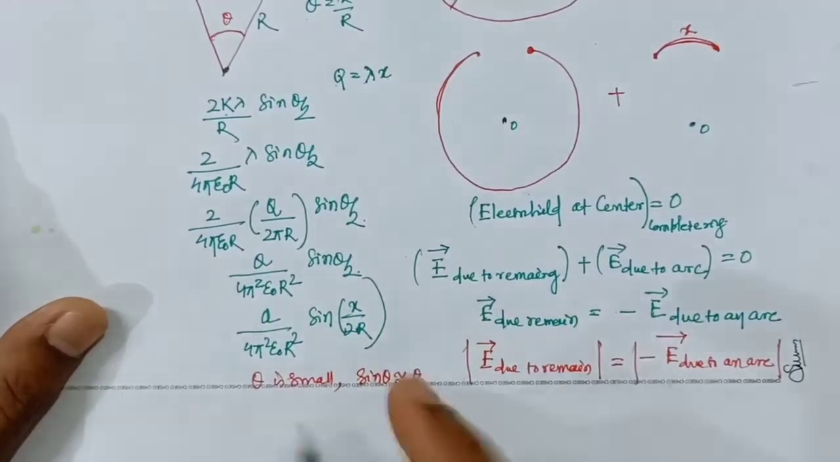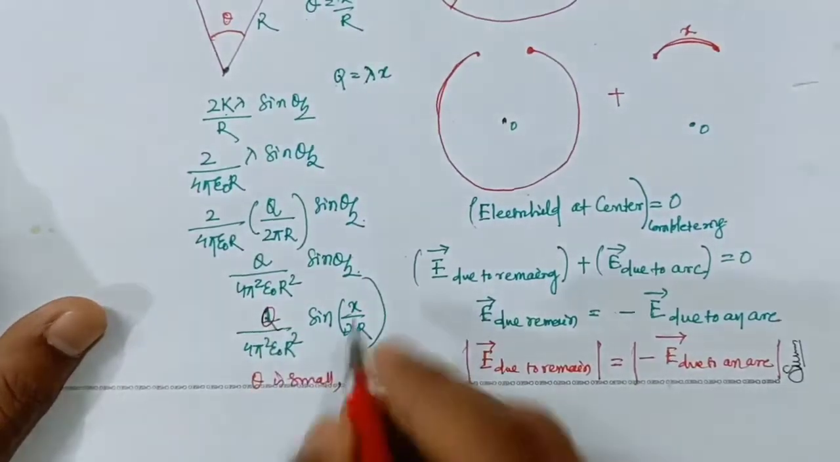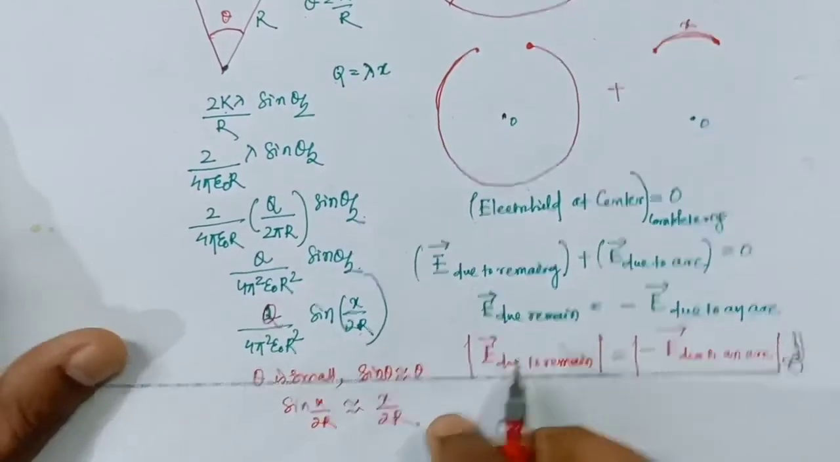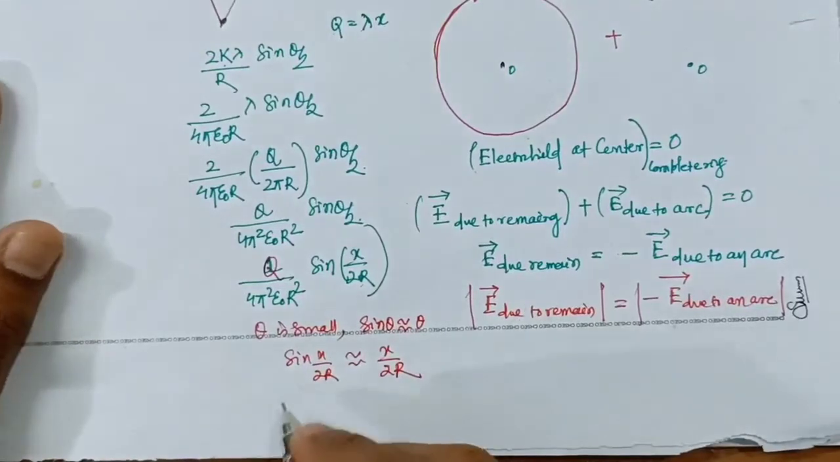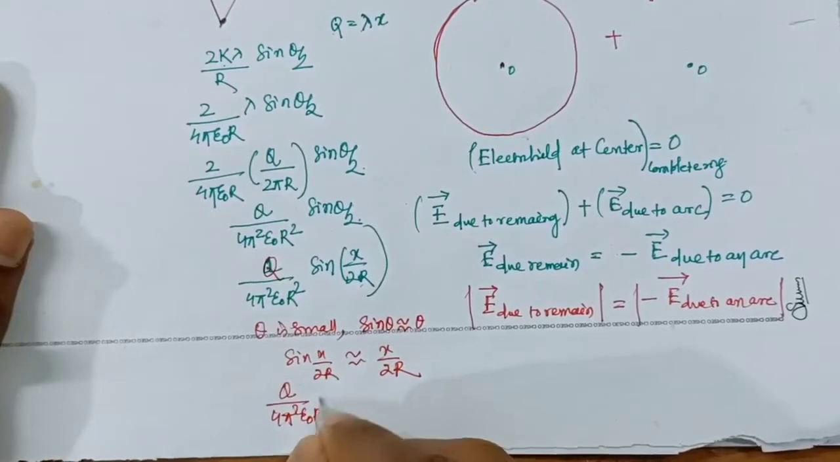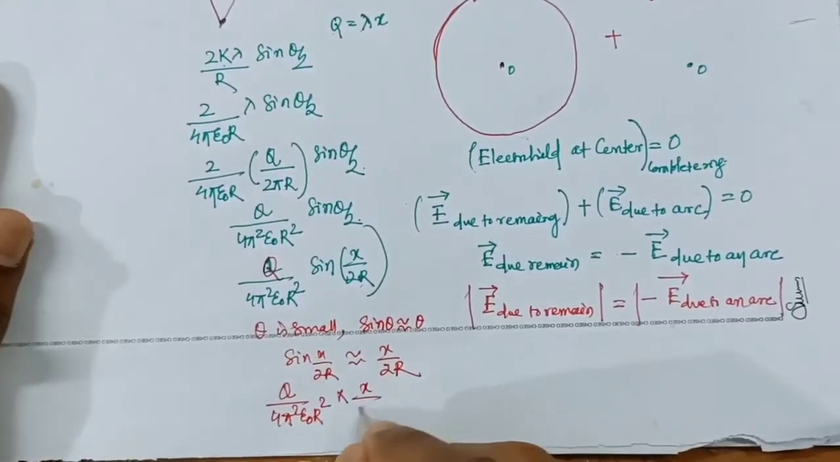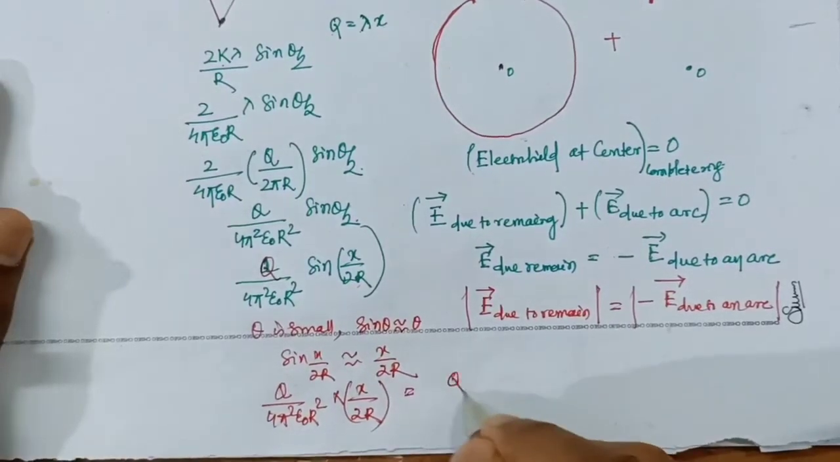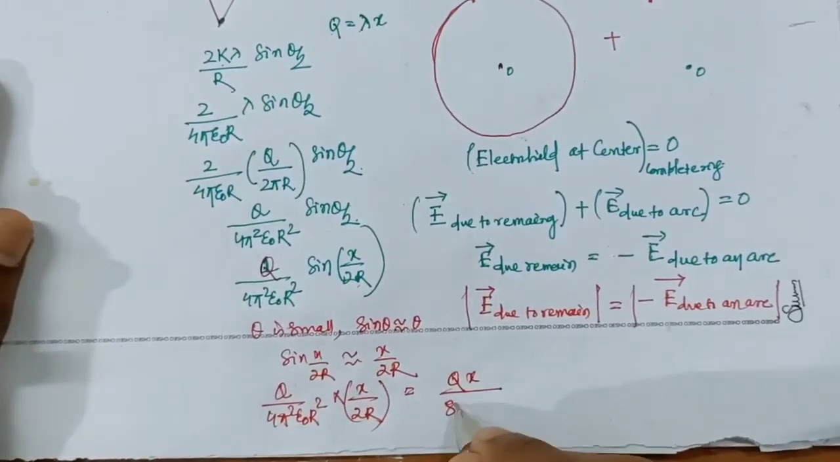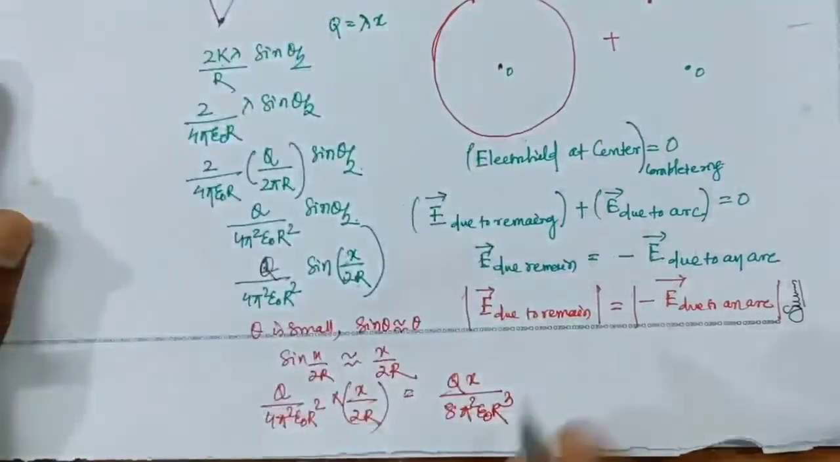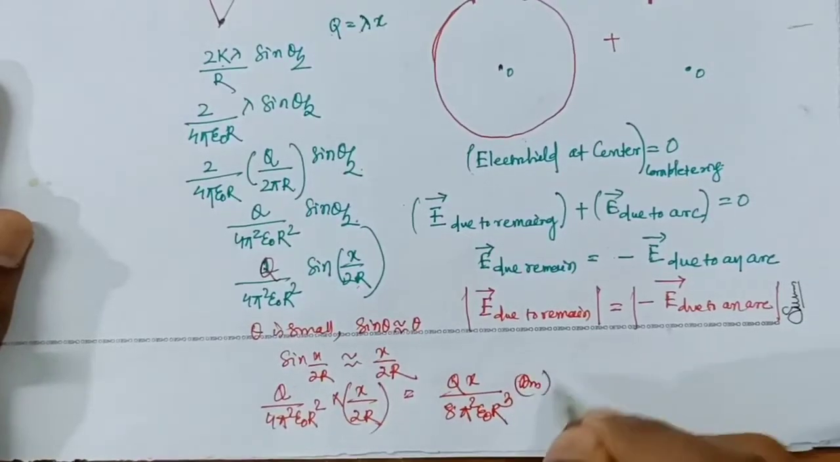Yes. In this case, sine x by 2r can be written as x by 2r. So what is the result that I will reach? The result I will reach is q upon 4 pi squared epsilon naught r squared into x by 2r. And what is the expression? This is q x upon 8 pi squared epsilon naught r cubed. This is the desired result, the desired answer that I will reach.